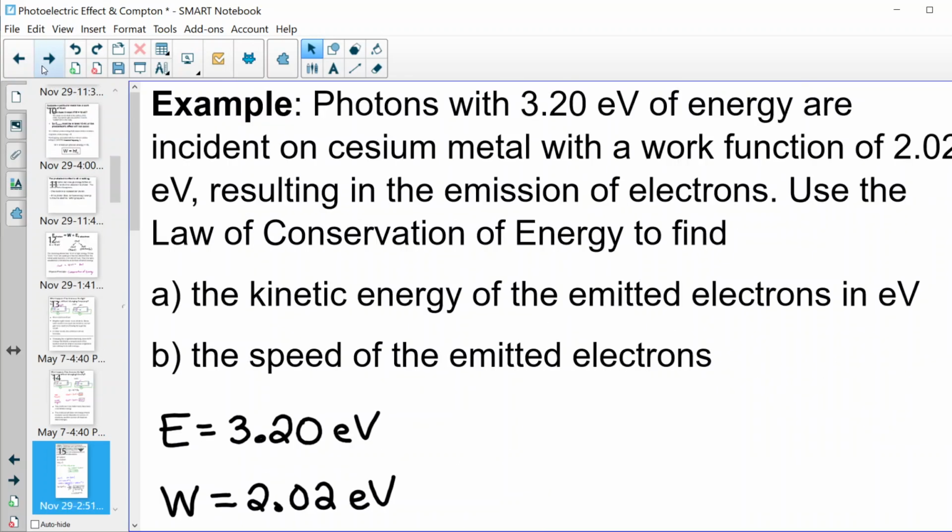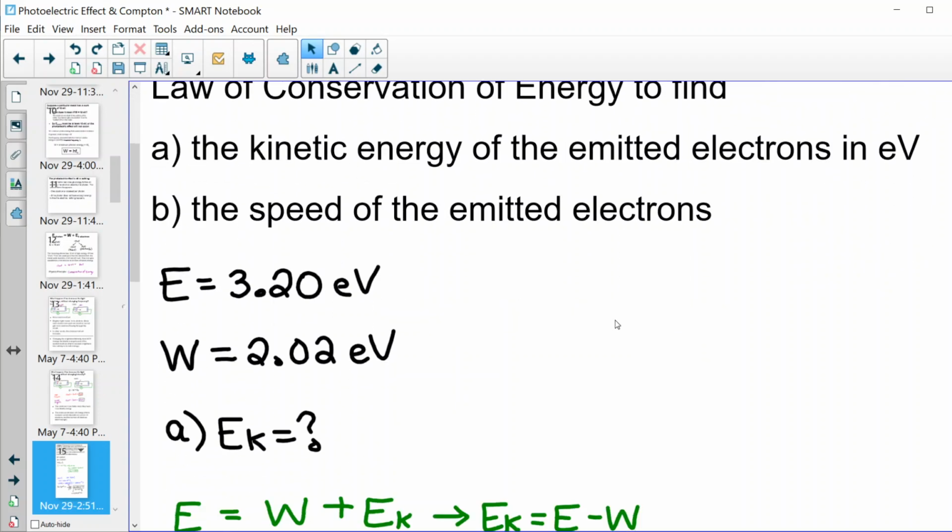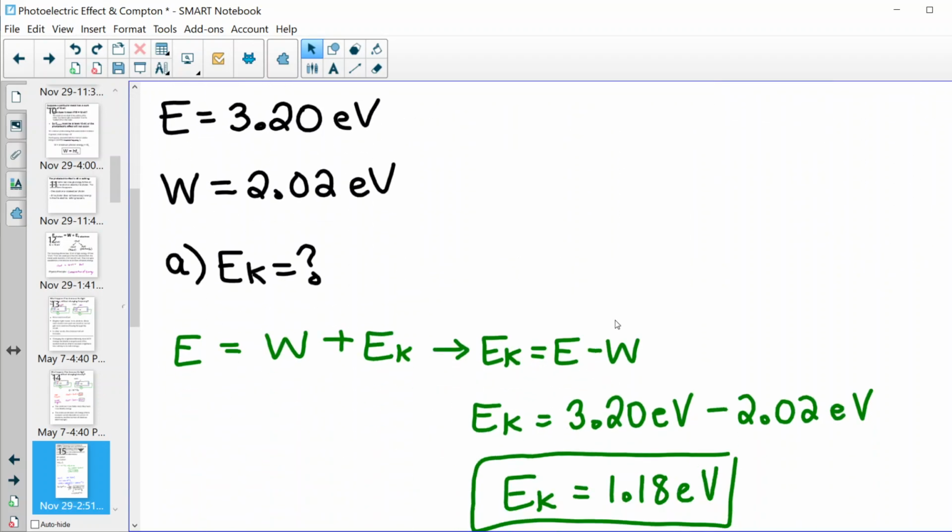So you're going to do this example here. Go ahead and read it, pause the video, and come back once you've read it. So part A, we're calculating the kinetic energy of the electrons in electron volts. To do that, we're going to just use our formula here that we wrote down earlier. E for the photons equals the work function of the metal plus the kinetic energy of the electrons. I've just gone in and rearranged for EK, and then I've solved that, and I got 1.18 electron volts.